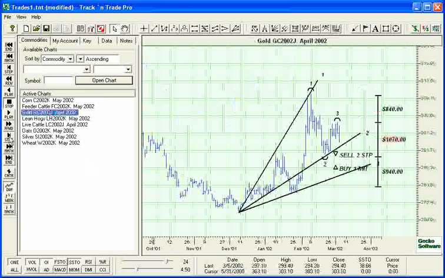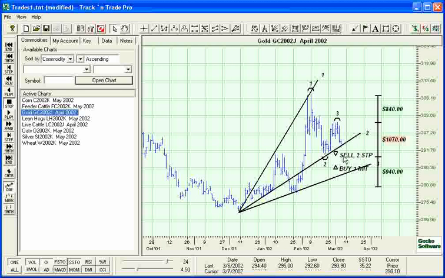Alright, let's go on to gold. Advance our chart. What happened? One nice little drop down. Still didn't fill our order though. Looking for a break below that number 2 point. So 1, 2, 3. Break below the number 2 point.